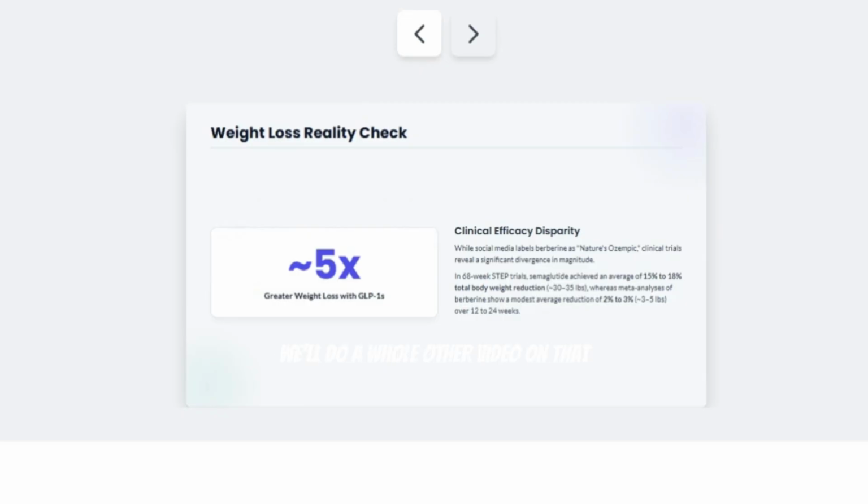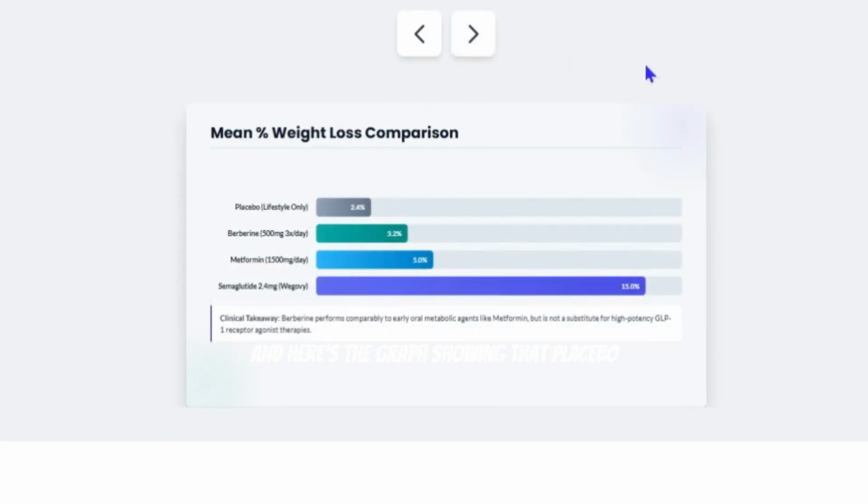Honestly, we'll do a whole other video on that. But okay, so weight loss reality check. It's saying no, Berberine doesn't really do it much, and here's the graph showing that. Placebo people were losing weight about 2%. Berberine 3. Metformin 5. Again, metformin isn't really designed for weight loss either, just for the sugars. And then, of course, Ozempic has massive weight loss because of that interaction with the brain, where you're not trying to eat the stuff that would cause you to gain weight or keep weight.